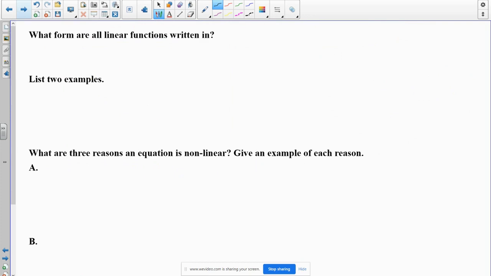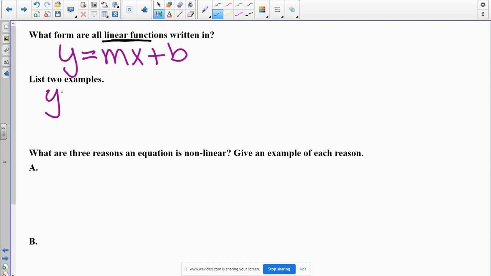Okay, last part we're going to talk about is equations. So what form are linear function equations written in? They are all written in y equals mx plus b. Now at this point it looks pretty foreign. We will be studying y equals mx plus b a lot. Just right now, just recognize what format it's in. So y is always a y.